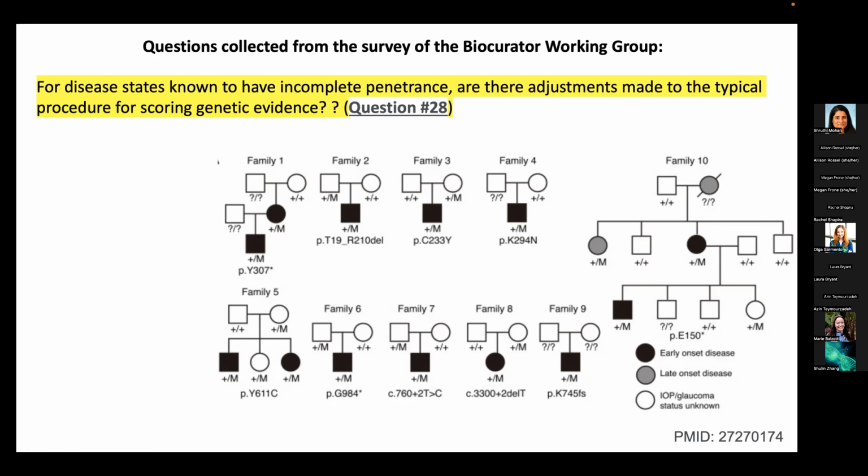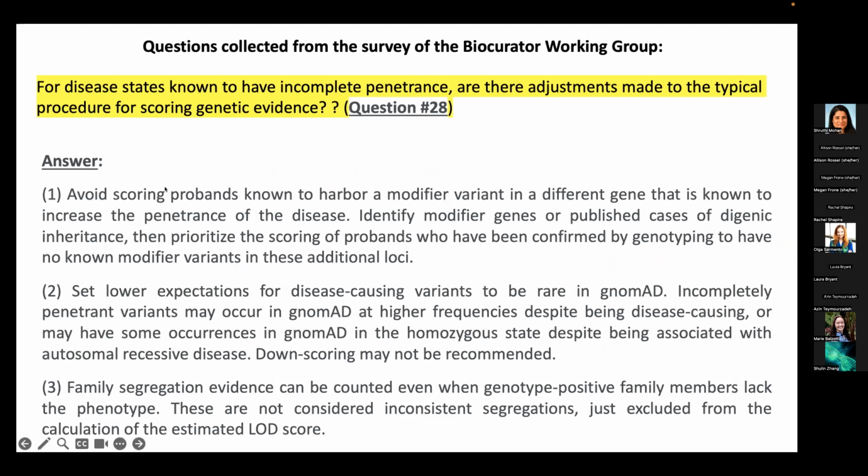Does it make us score the probands less? The advice that I was able to collect from my colleagues is that we should avoid scoring certain types of probands. The ones we want to worry about are those that have a modifier variant that makes them sicker than the other family members. The procedure is to go through the literature and try to figure out, are there any modifier genes that have been published? Or are there any cases of digenic inheritance, where it's not only my gene, but there's something else making these folks even sicker? We particularly want to avoid probands like that.